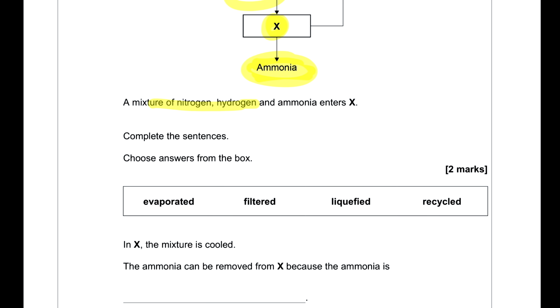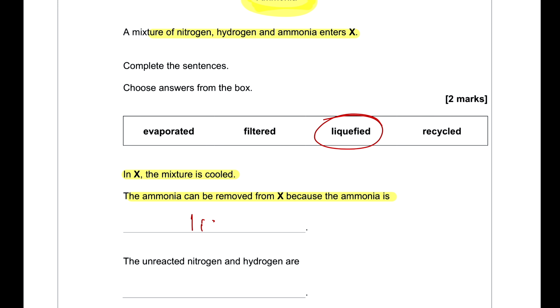A mixture of nitrogen, hydrogen and ammonia enters X. In X, the mixture is cooled. Ammonia can be removed from X because ammonia at low temperature becomes liquid. So ammonia is liquefied. Unreacted nitrogen and hydrogen get recycled back into the system so that they can produce more ammonia. Once they produce ammonia, they can leave the reactor.